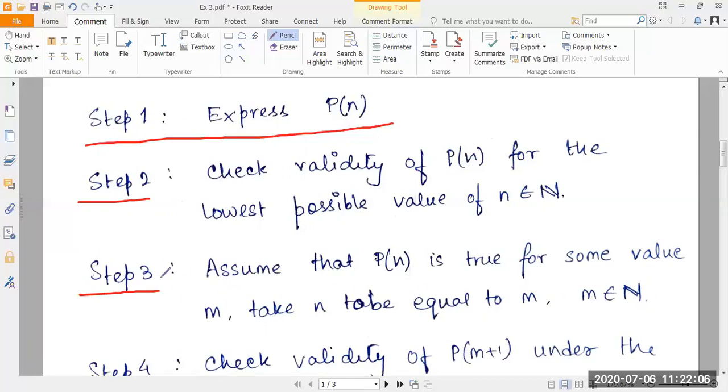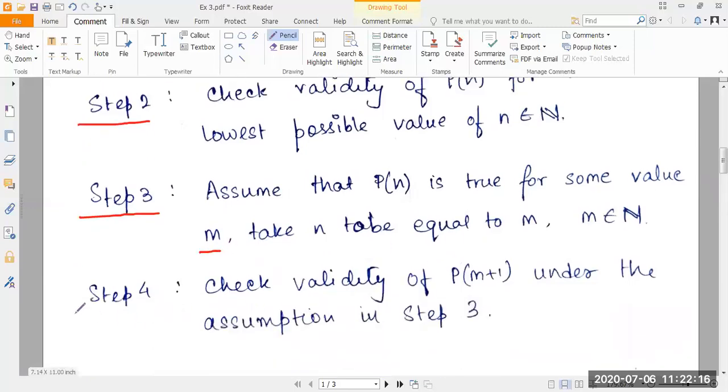The next step is assume that Pn is true for some value of m, take n to be equal to m, and we say that m is any value which is a natural number. So that's basically the first part of condition 2. We assume that the general statement Pn is true for some particular value of m. Step 4 is essentially the calculation part of the sum. We check the validity of Pm plus 1 under the assumption in step 3. So this is basically the second part of condition 2. Assuming that Pm is true, we check the validity of Pm plus 1. So that's the basic concept.